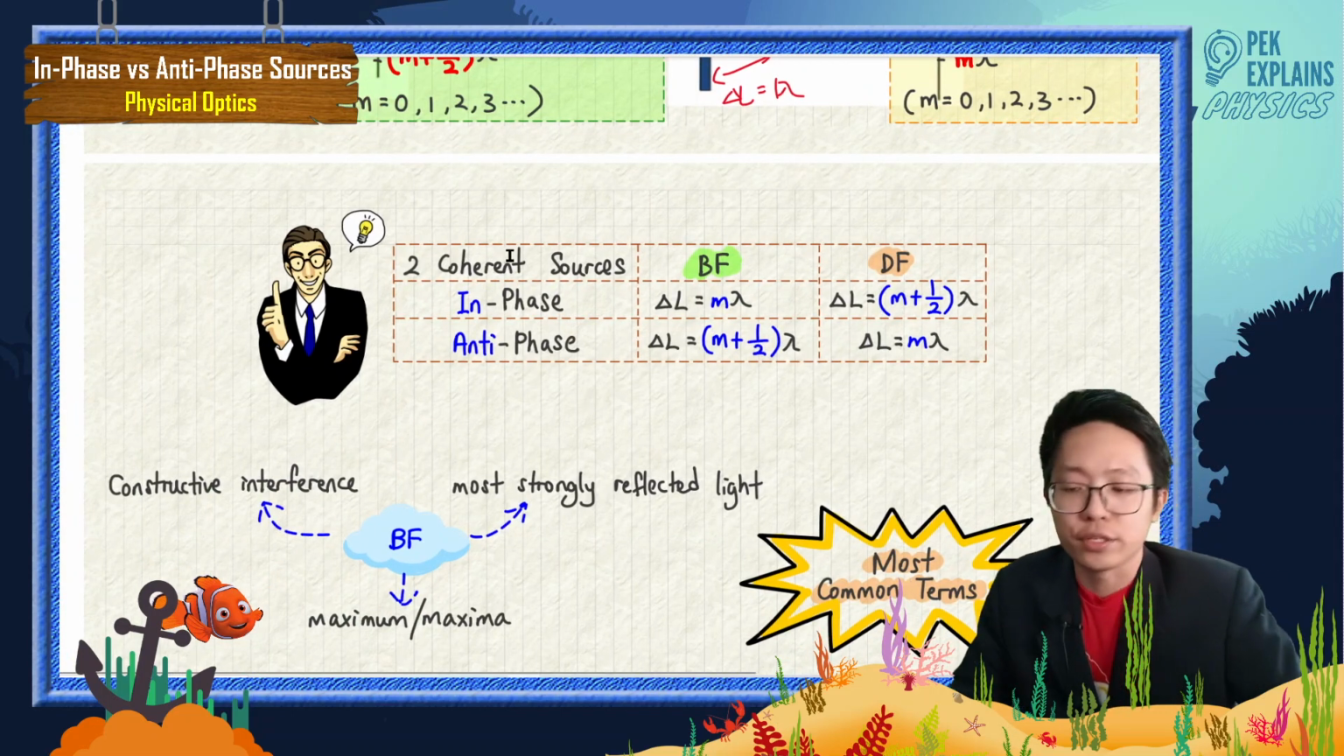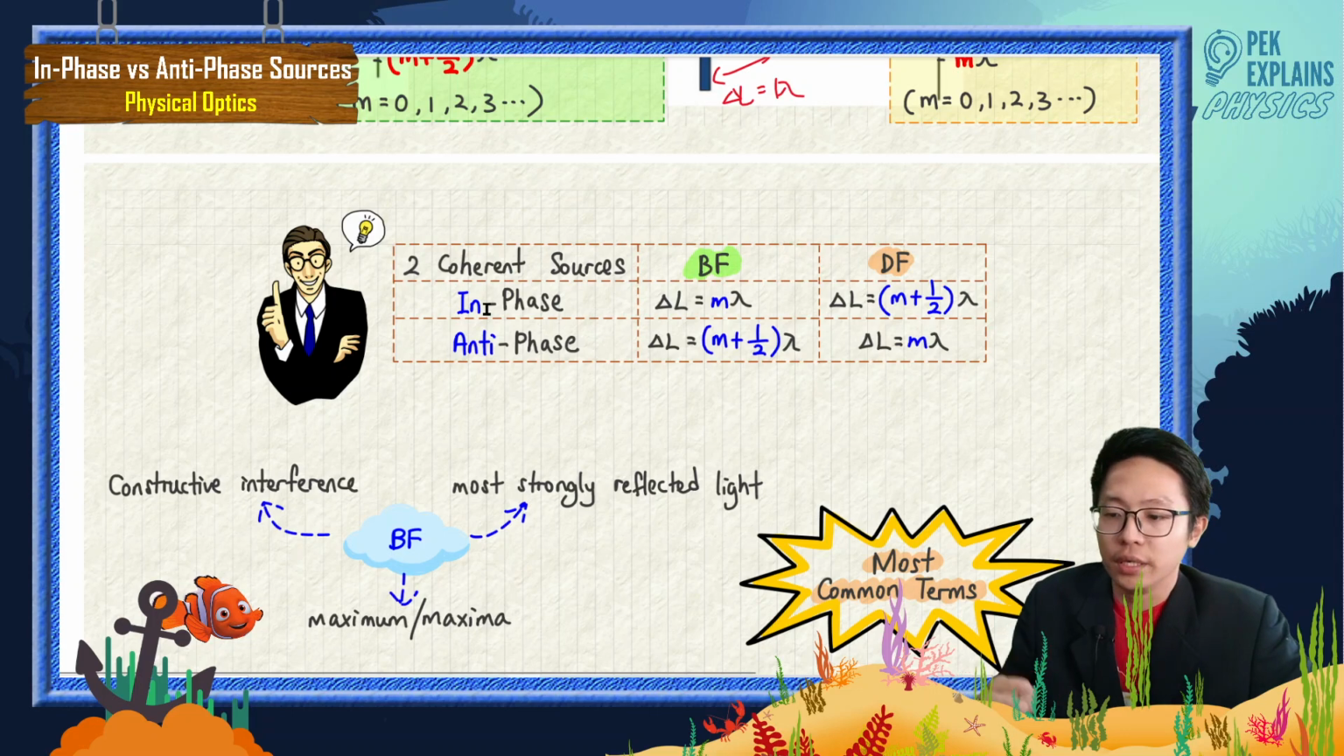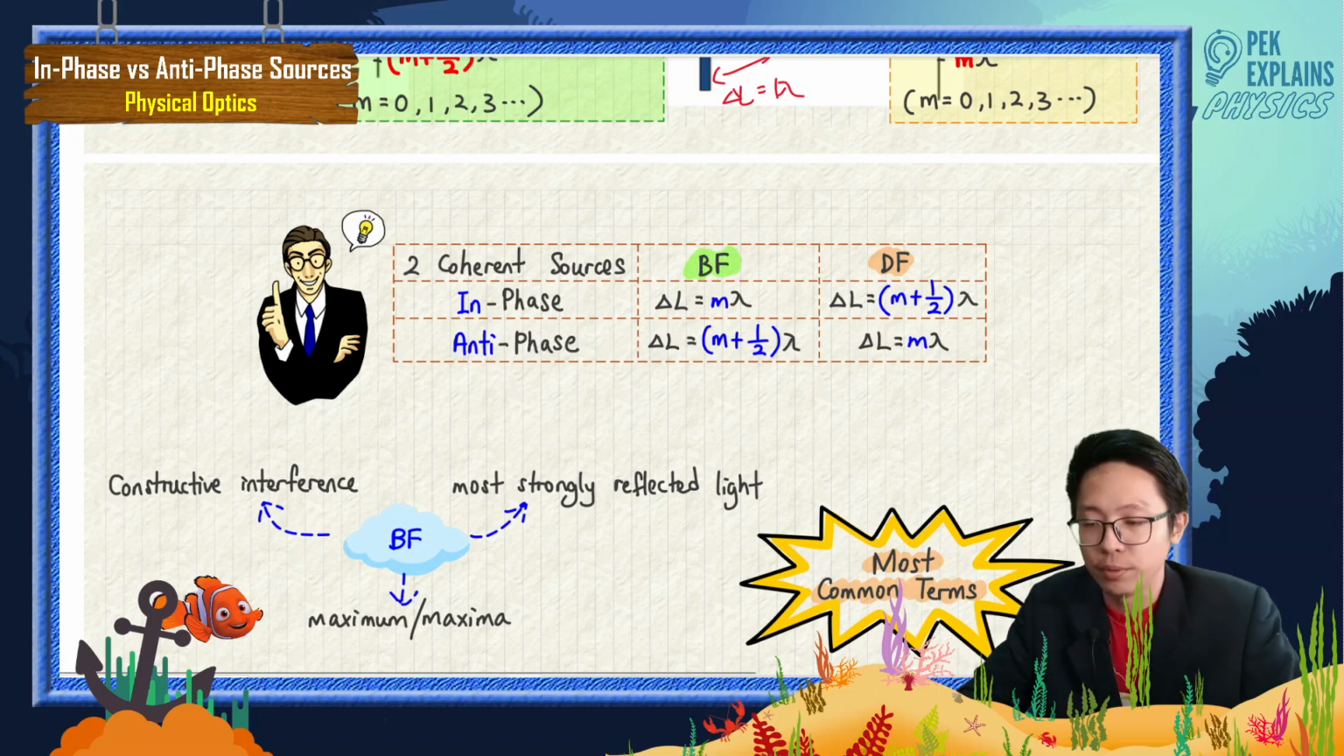Okay, for two coherent sources, if it is an in-phase source, these two sources are in phase. To form a bright fringe, the path difference needs to be m lambda, and the dark fringe is m plus half lambda. But for antiphase, it becomes opposite. You see that? The bright fringe now uses m plus half lambda, but the dark fringe uses m lambda. Understand?